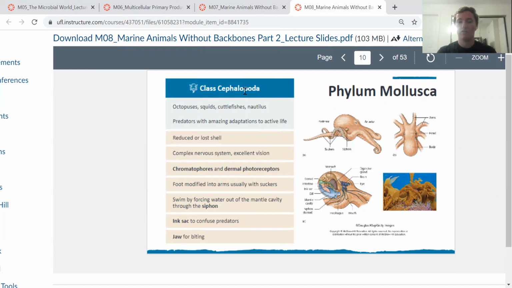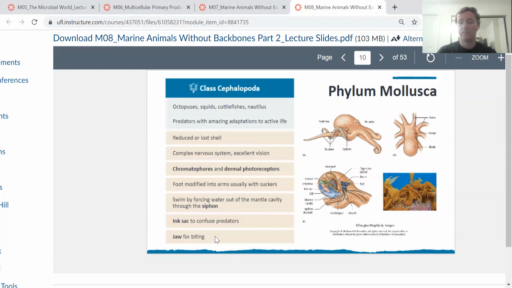Cephalopods are your very cephalized, hence cephalopods, organisms. So they have chromatophores and dermal photoreceptors, which allow them to change color based on their environment. Ink sacs are used to confuse predators, and jaws exist.